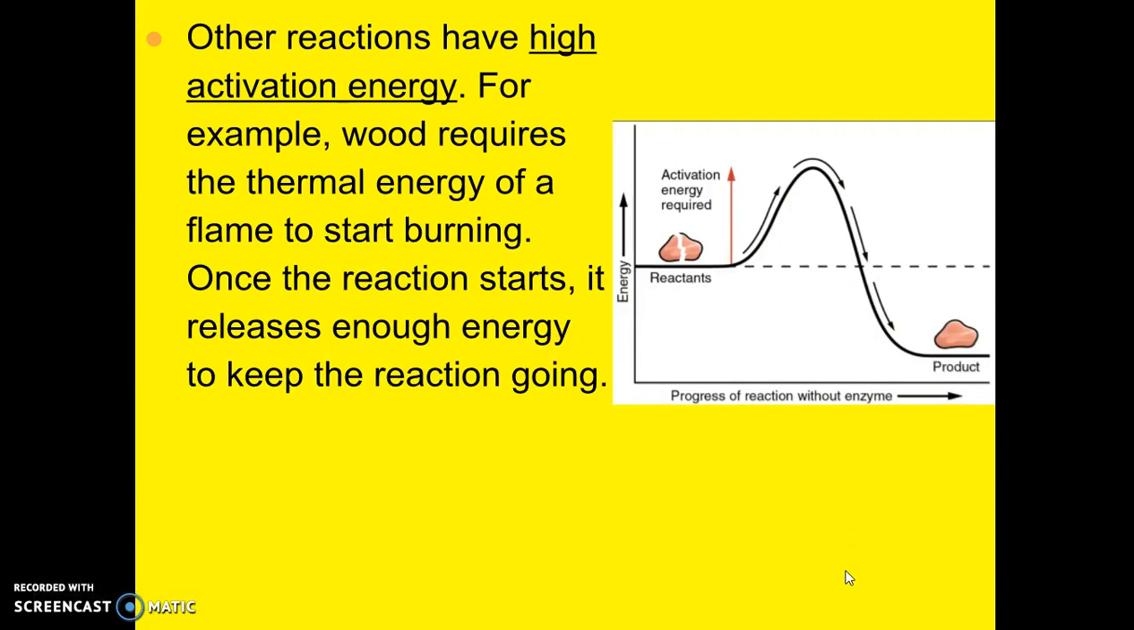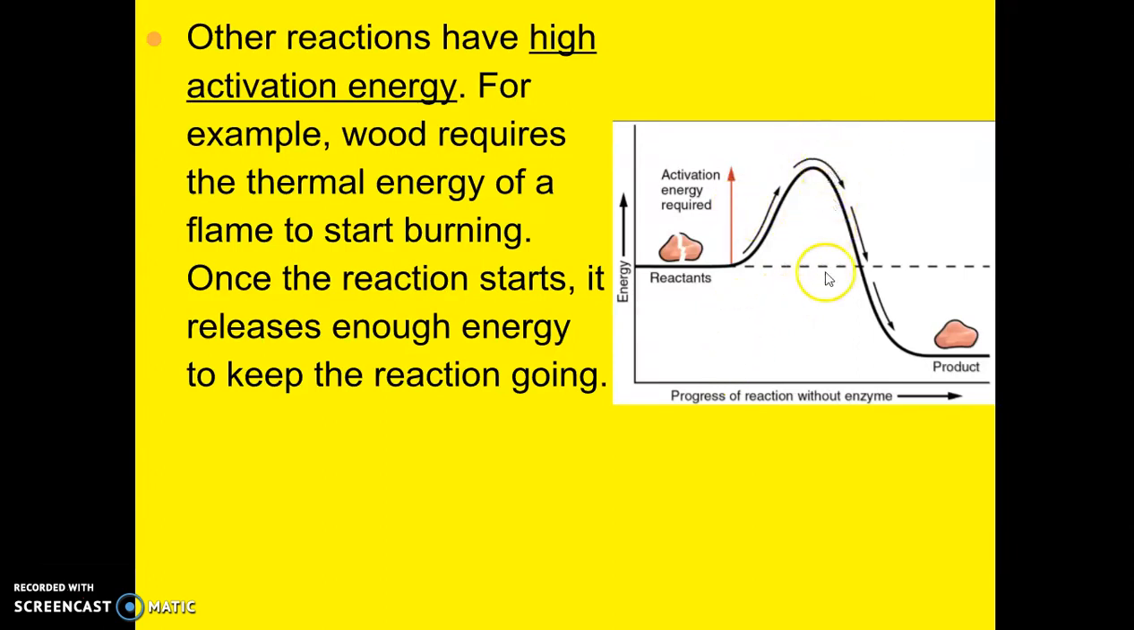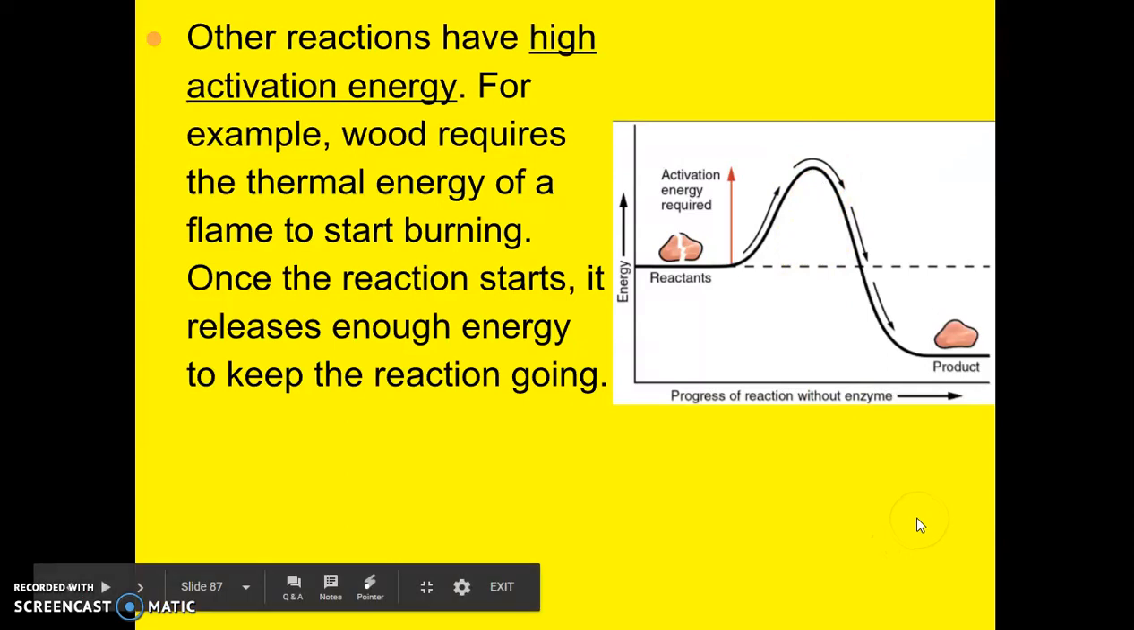For example, wood requires the thermal energy of a flame to start burning. Once the reaction starts, it releases enough energy to keep the reaction going. Things aren't going to spontaneously combust or burn. Like wood's not going to burn on its own. You have to give it a trigger. So this reaction would require a lot more activation energy to get it going. But then once it starts, it does produce enough energy to keep that reaction going.